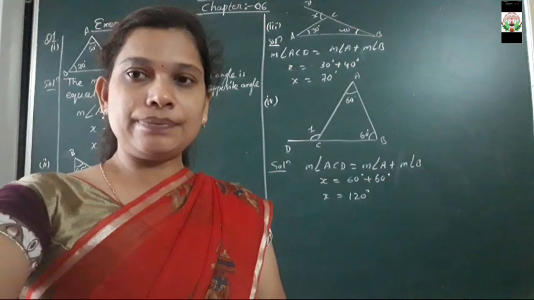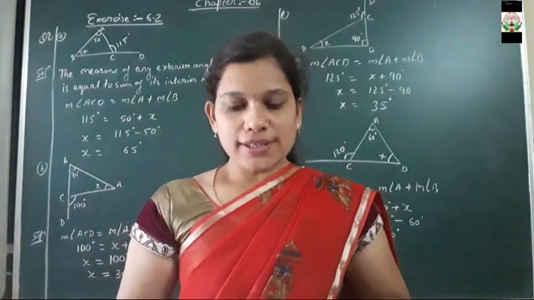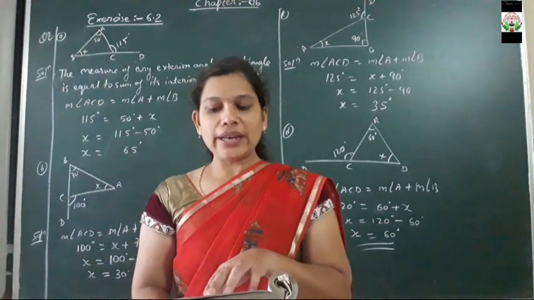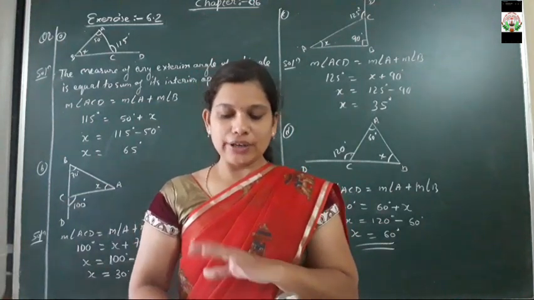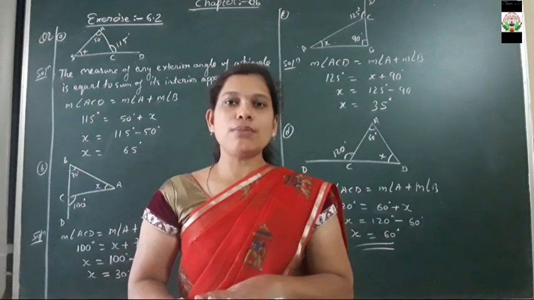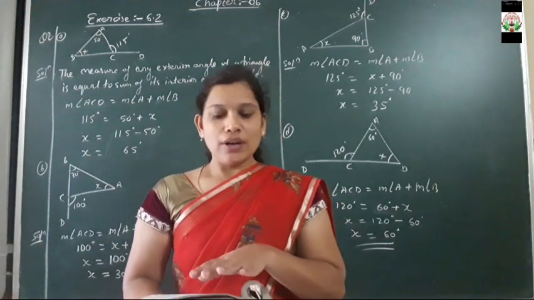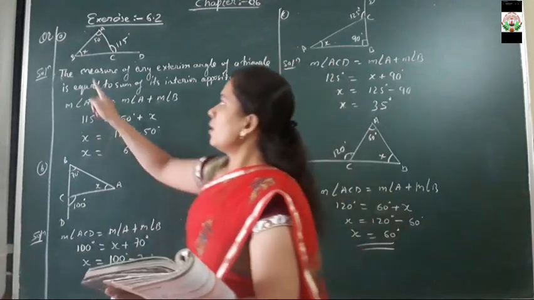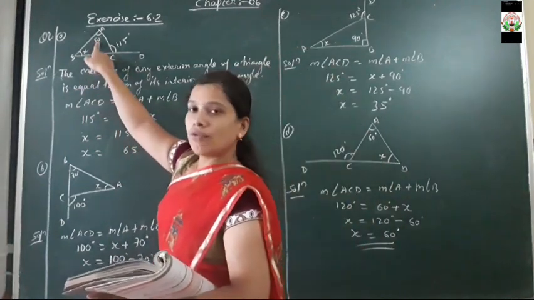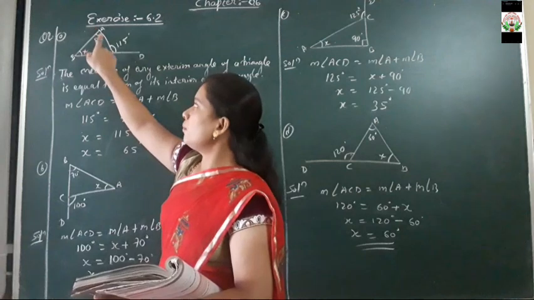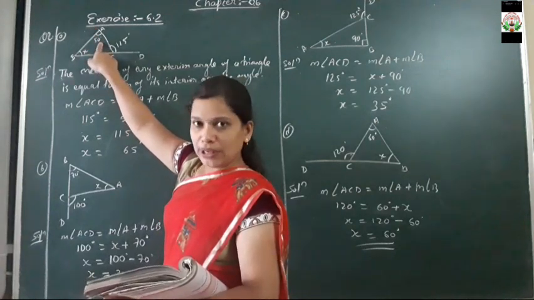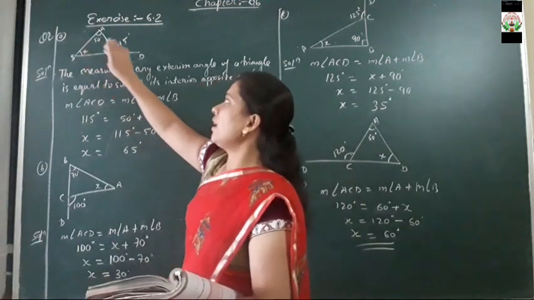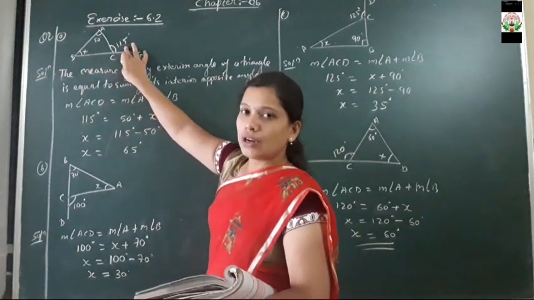Clear everyone? Continuing with the same, question number 2. Find the value of unknown interior angle x in the following figure. So here in question number 2, we have to find the value of x, which is an interior angle. One of the interior angles is 50, another interior angle is x, whose value we have to find, and the exterior angle is given as 150.